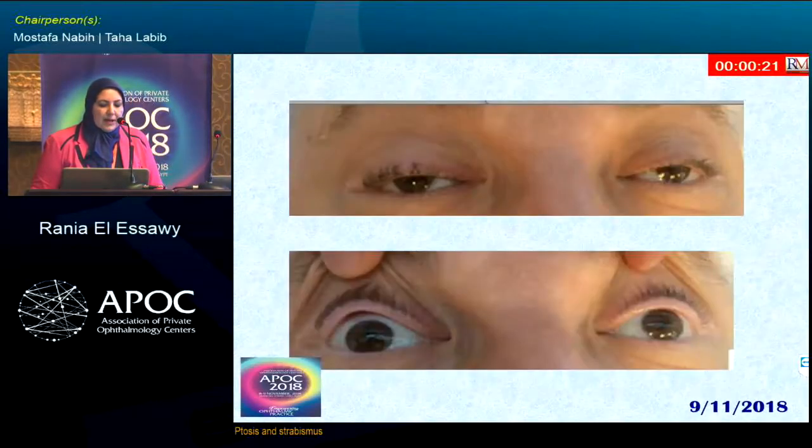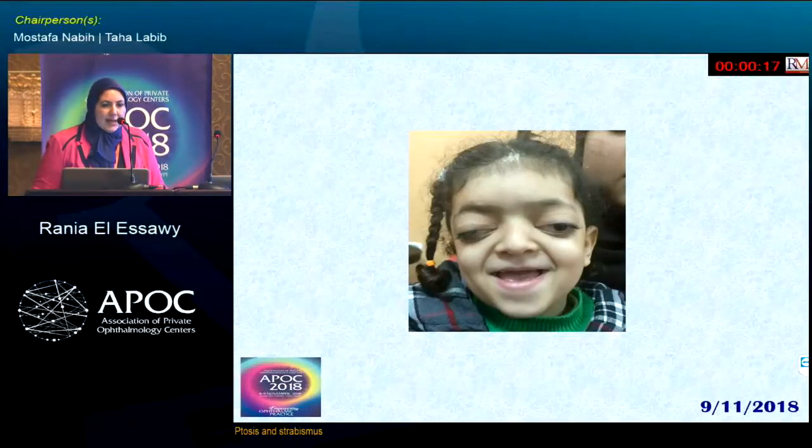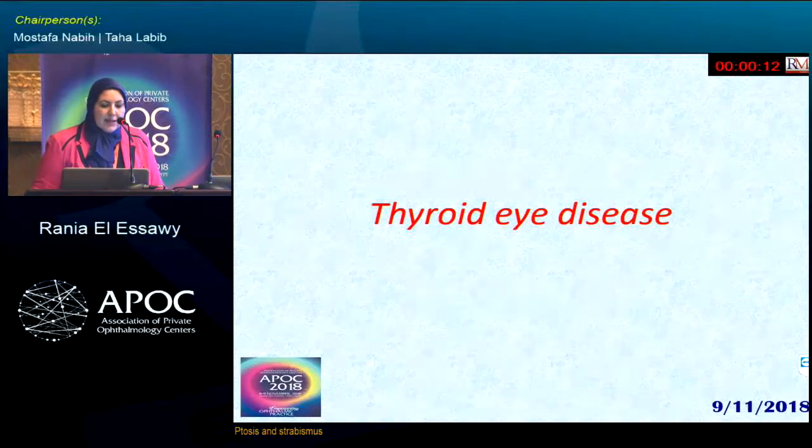Waardenburg syndrome, of course, bilateral internuclear ophthalmoplegia, and craniofacial anomalies, such as in this case, we find both ptosis and strabismus. Also, they can be tackled at the same time.